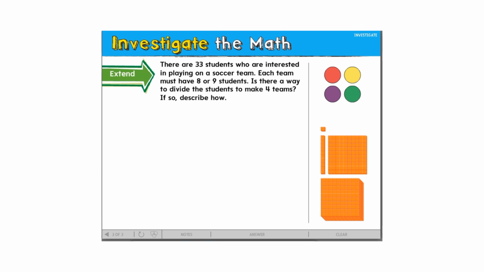So let's think of first, just to help you out a little bit, what number would be the dividend? What would be the number that would go underneath the bar? Nolan, what do you think? It'd be 33. Because that's the number of students you're dividing.